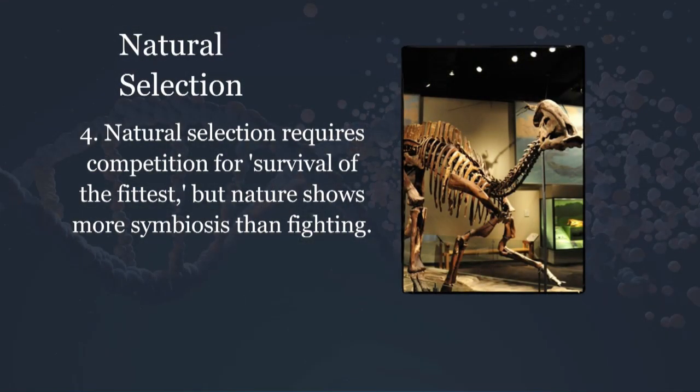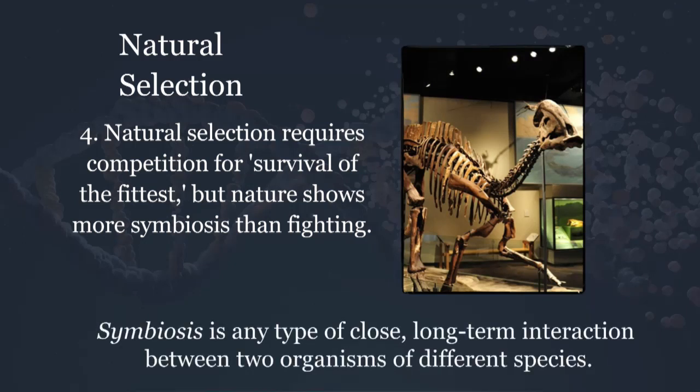The fourth problem that natural selection has is that it requires competition for survival of the fittest, and yet nature shows the exact opposite. And there's a big word here, symbiosis. It simply means any type of close long-term interaction between two organisms of different species. So we'll give some examples in a moment.